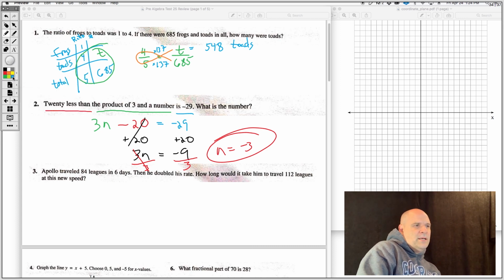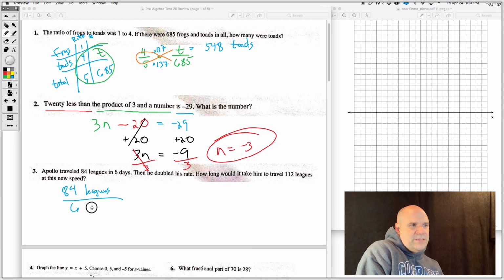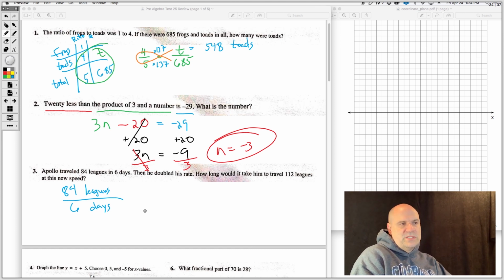All right, number 3. Apollo traveled 84 leagues in 6 days. So that's a nice little ratio there. Then he doubled his rate. How long did it take him to travel 112 leagues at his new speed?